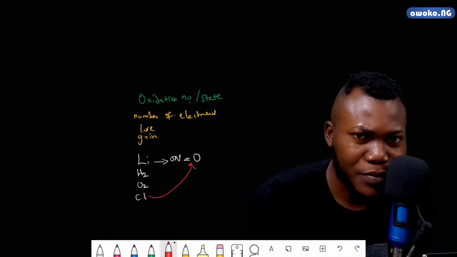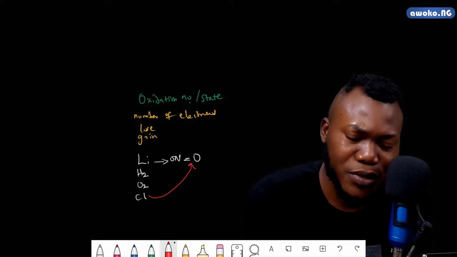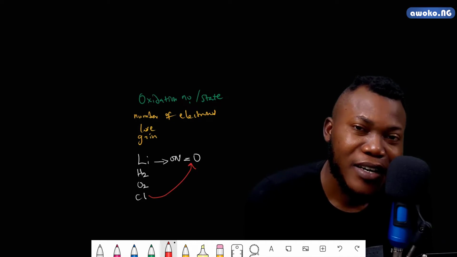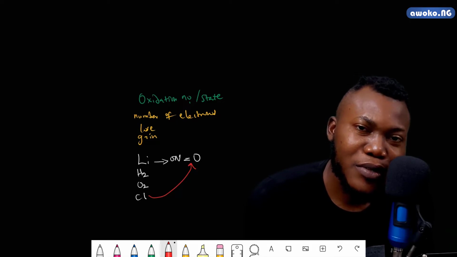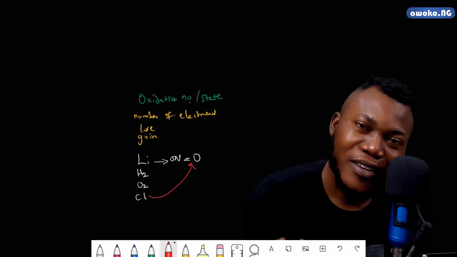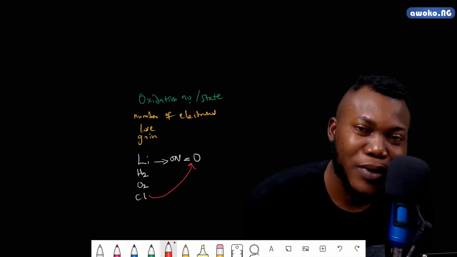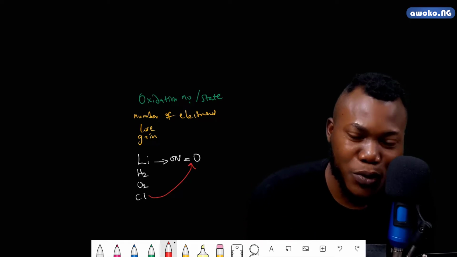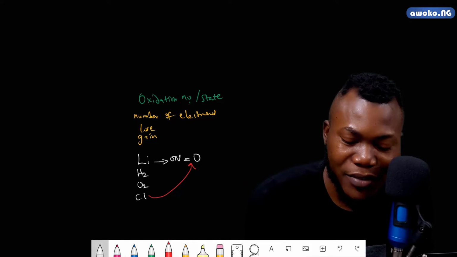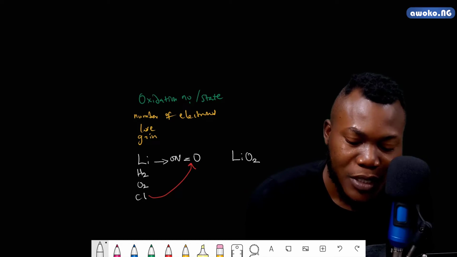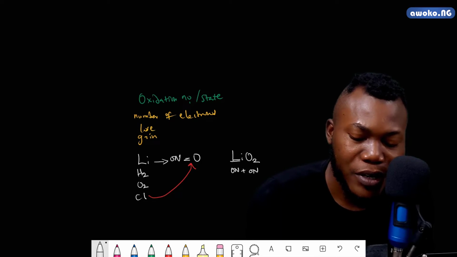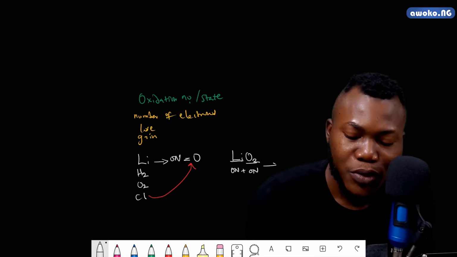The second rule tells us that if we have a molecule or a compound, the sum total of the individual constituents that make up that particular compound, when you add all of their oxidation numbers, will be equal to 0. So imagine that you have Li2O, which is lithium oxide, for example. The sum total of their individual oxidation numbers for lithium and also for oxygen should be equal to 0.